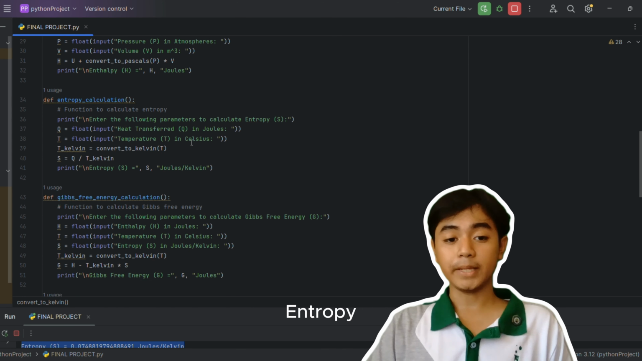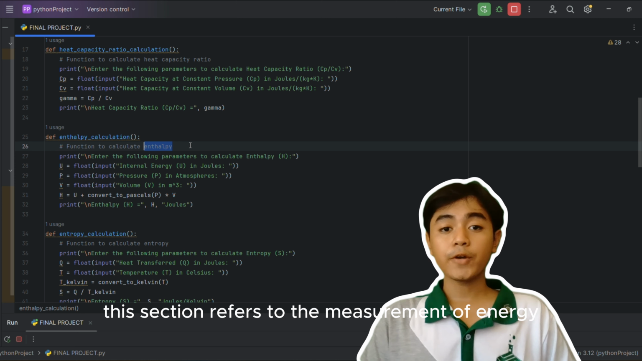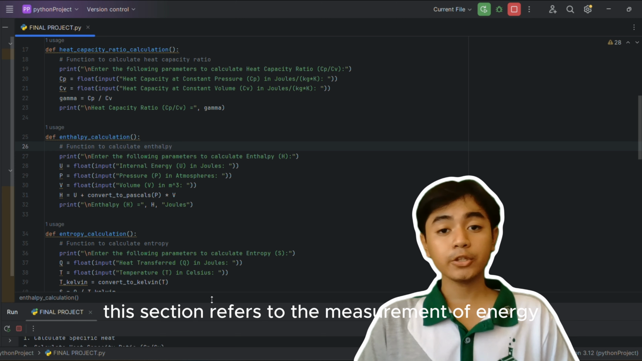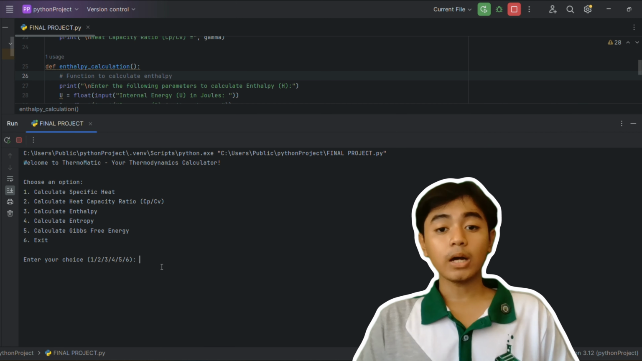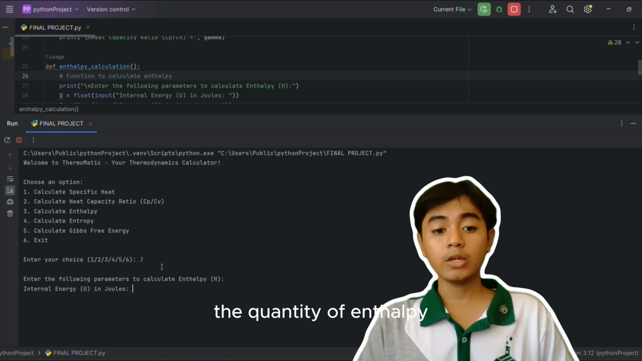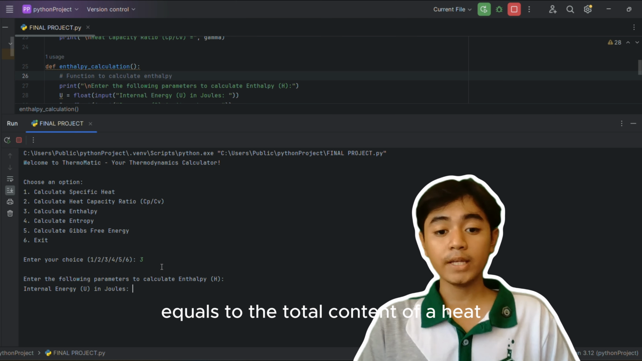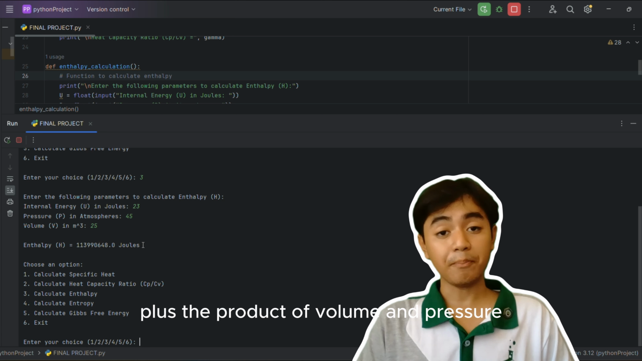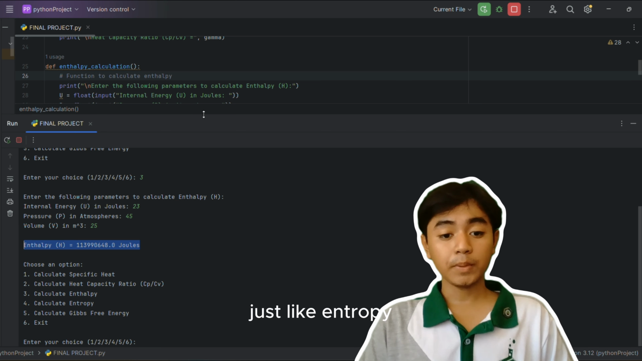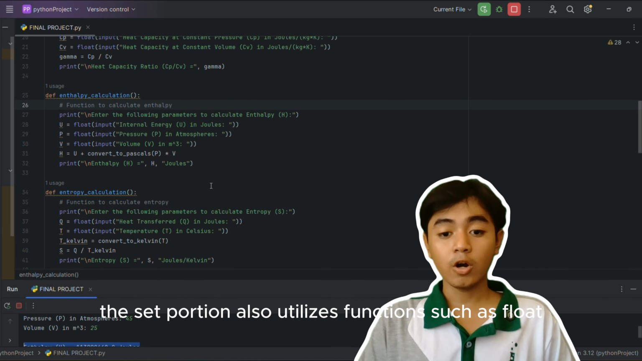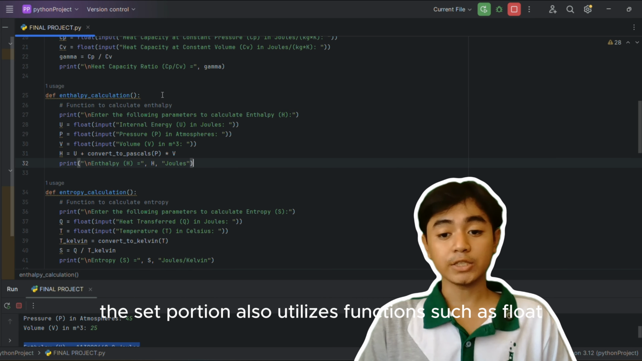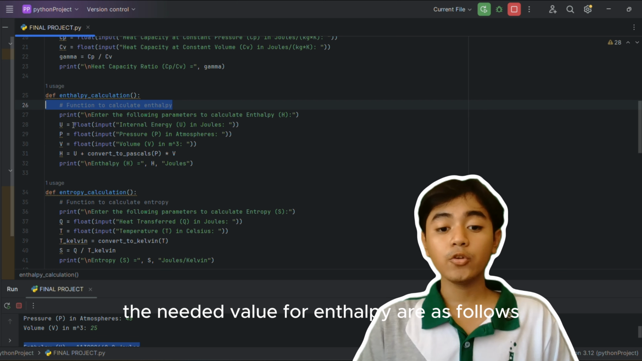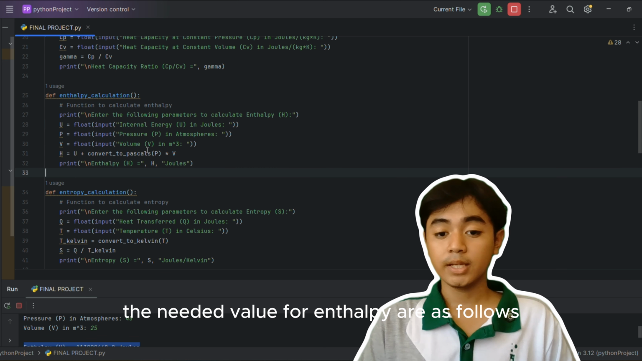Moving on to enthalpy. This section refers to the measurement of energy in a thermodynamic system. The quantity of enthalpy equals the total heat content of a system, equivalent to the system's internal energy plus the product of volume and pressure. Just like entropy, the said portion also utilizes functions such as float.